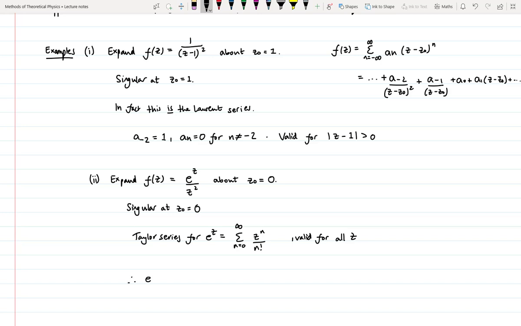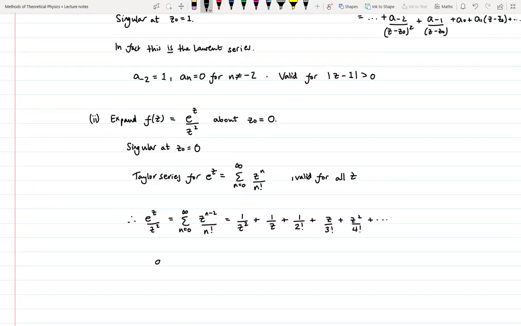Right, therefore, we have that e to the z over z squared. Well, that's just going to be the sum from n equals 0 to infinity of z to the n minus 2 over n factorial. We can write that out quite straightforwardly. The lowest term is going to be 1 over z squared. We'll have a 1 over z, a constant term of 1 over 2 factorial, and then the first positive power, z over 3 factorial, z squared over 4 factorial, and so on.